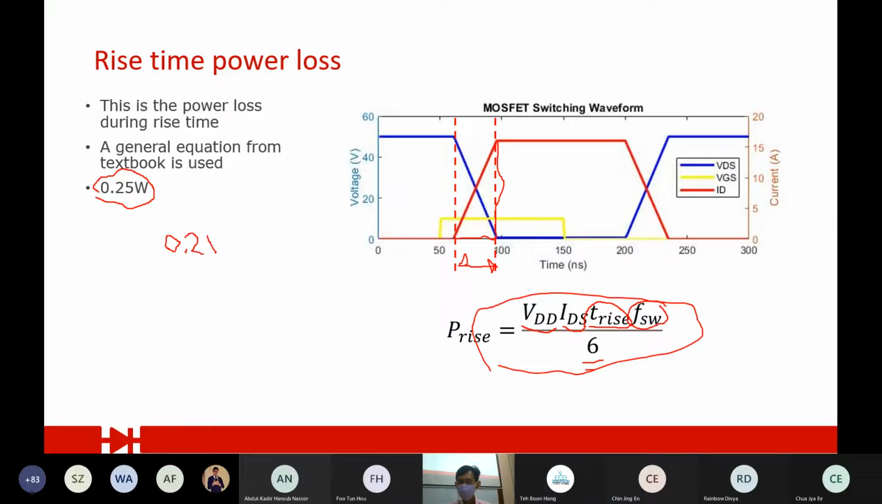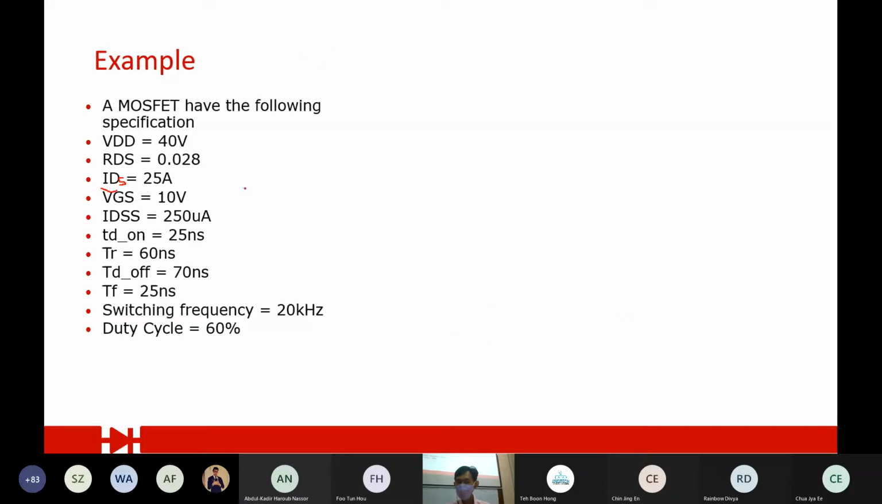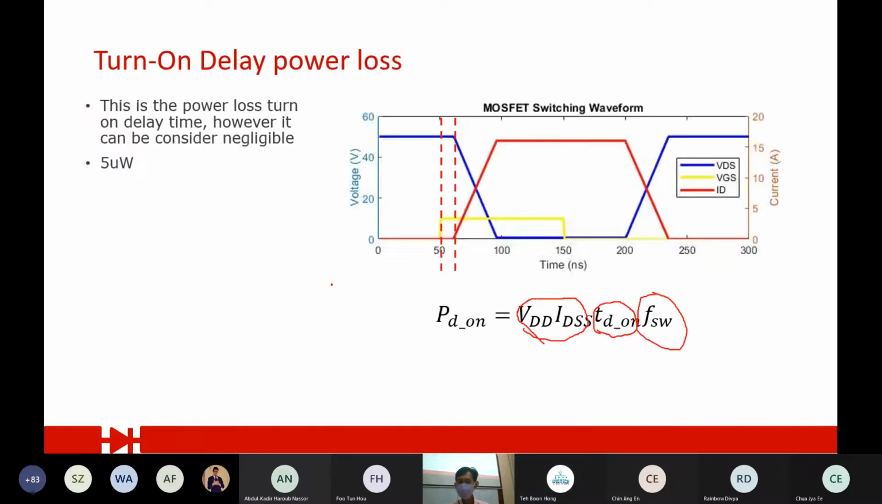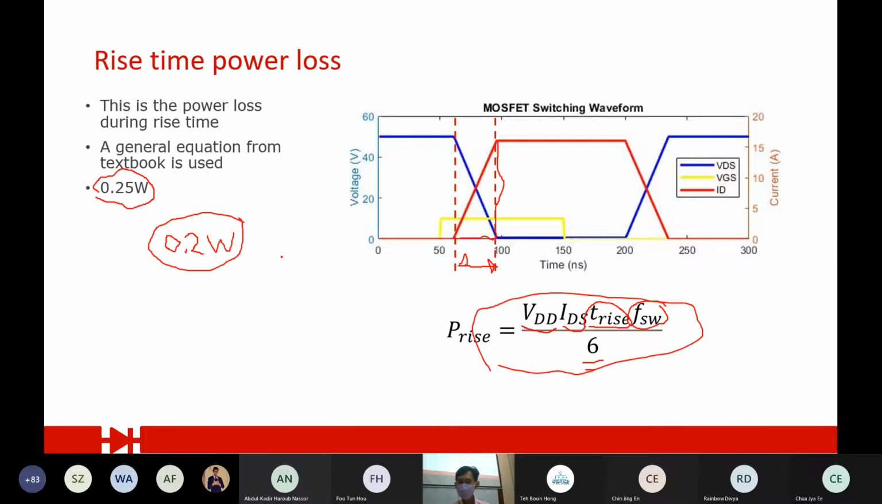This one needs to be confirmed. Then it is 0.2. Okay, I need to confirm your IDS is 25, right? Your VDD is 40, right? And the turn on rise time is 60 nano? Yes. Ready? Okay, good. Then it's 0.25. Okay, no, 0.2, sorry.